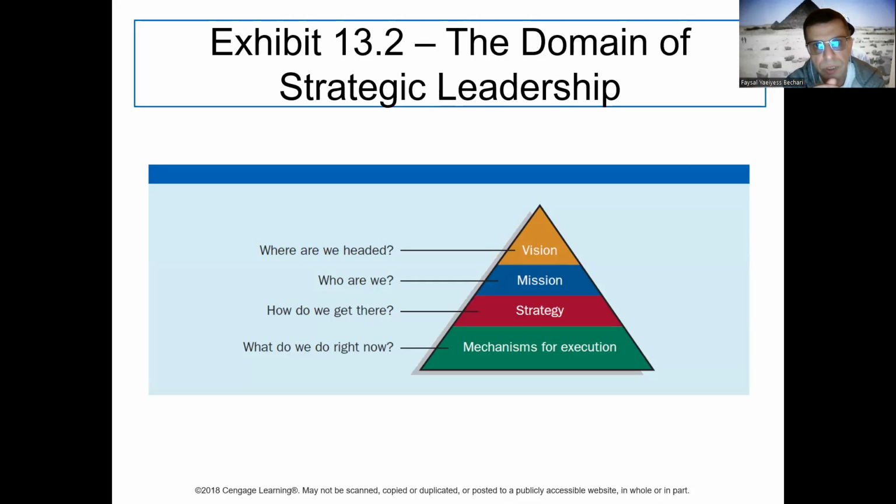Now, the domain of strategic leadership is about a vision, which is where are we headed? The mission answers who are we? A strategy gets answered by how do we get there? And mechanisms for execution, which is what do we do right now?